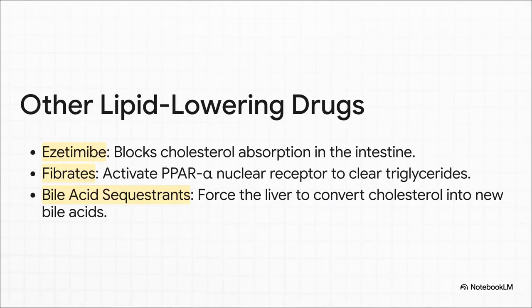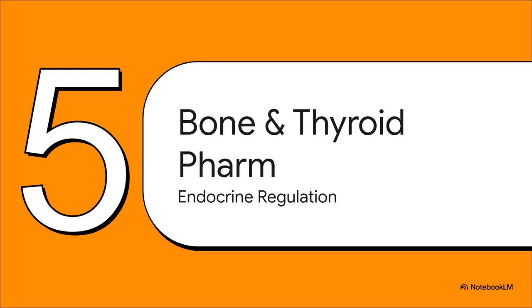Statins are definitely the headliners, but we have other players on the team. Ezetimibe works as a gatekeeper right in your gut, literally blocking cholesterol from being absorbed. Fibrates are the specialists you call when the main problem is really high triglycerides. And bile acid sequestrants are pretty interesting. They act like a sponge for bile acids in your intestine. This forces your liver to pull cholesterol from your blood to make more bile acids, which indirectly lowers your cholesterol levels.